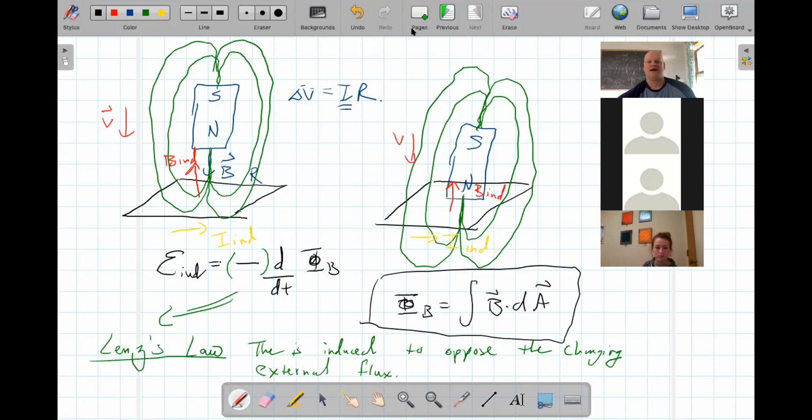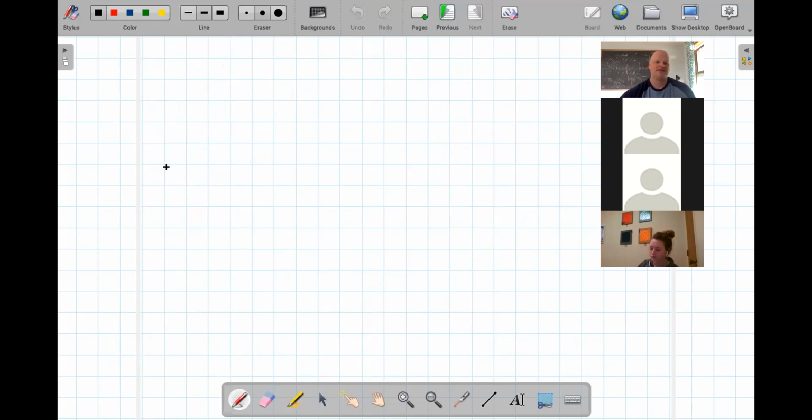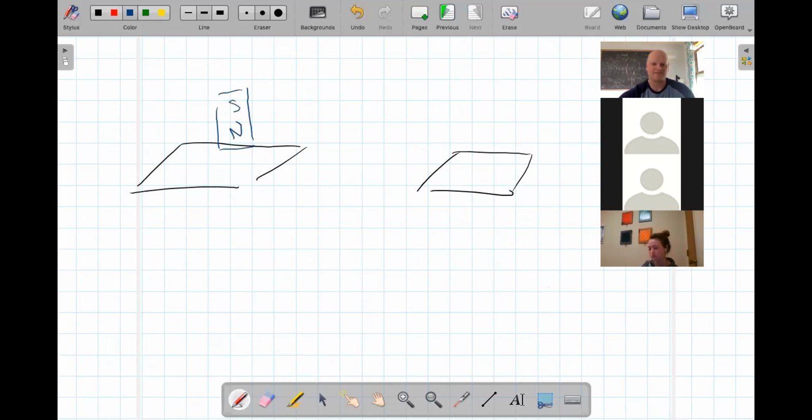Now, let me talk about one more thing and then I'll let you go for the day. What happens if I move it the other direction? So let's say, again, here is my loop of wire. I'm going to take that same bar magnet, but I'm going to move it in the opposite direction. So initially, my bar magnet is here, and I'm going to move it upward with the velocity pointing upward in this case. So in this case, velocity is V in this direction.